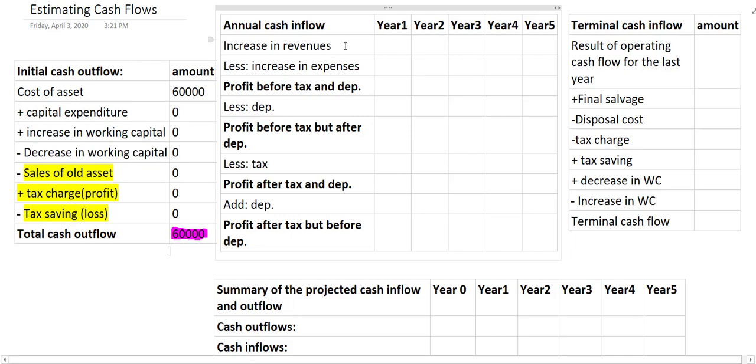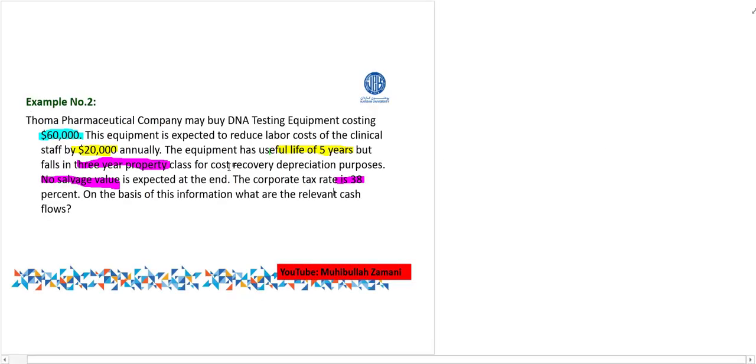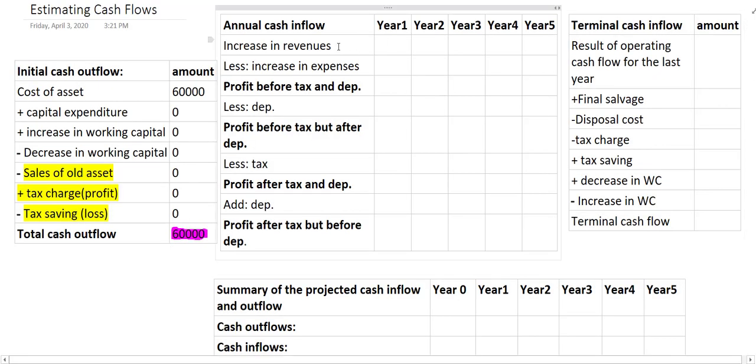And after that, check how much is revenue and of course how much is expenses. If you see in this example, there is no information regarding increase or decrease in the revenue, but just one piece of information is available. This equipment is expected to reduce the labor cost of the clinical staff by 20,000. So there is no increase in revenue, but only a decrease in expenses. So no need for this column basically. This column will have only 0 balance.